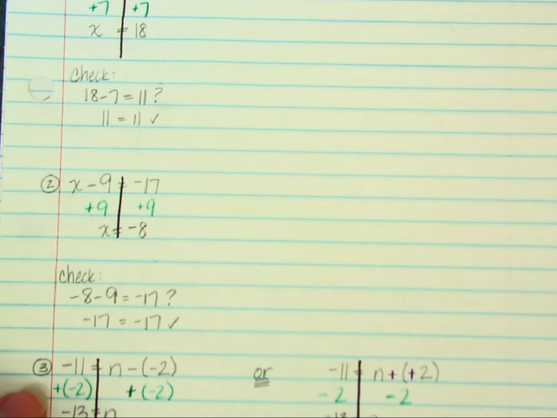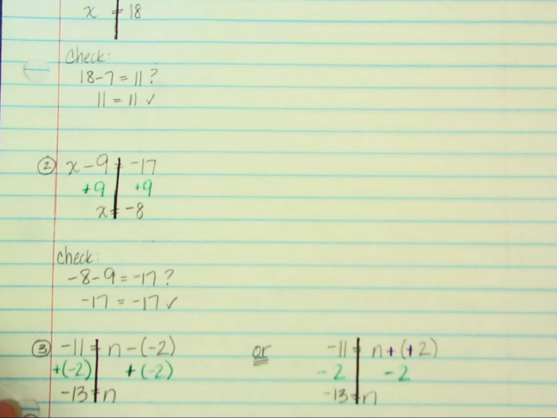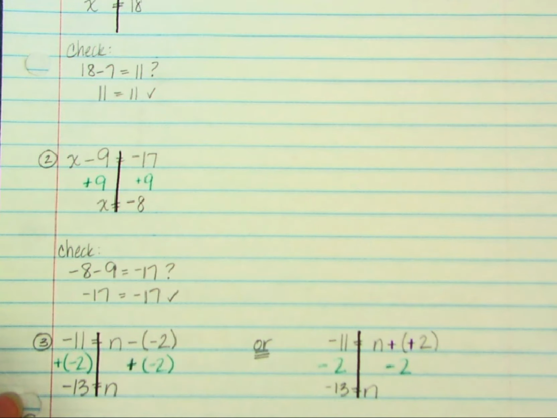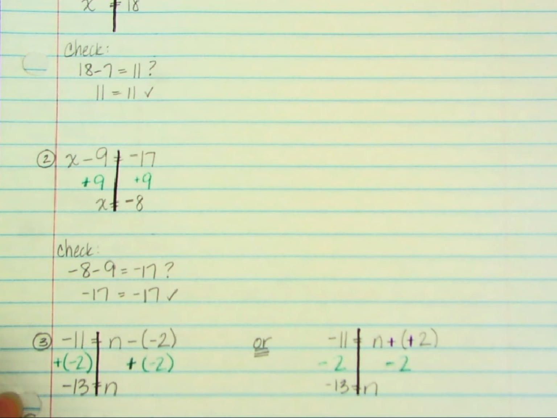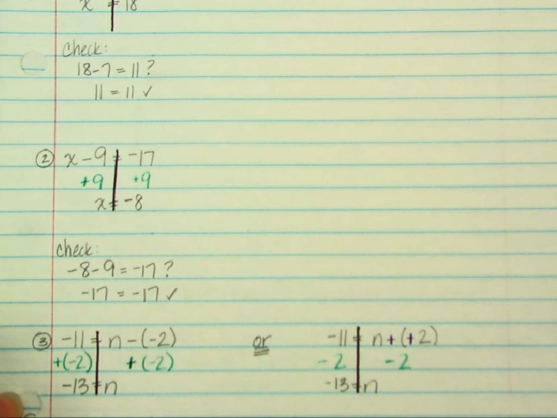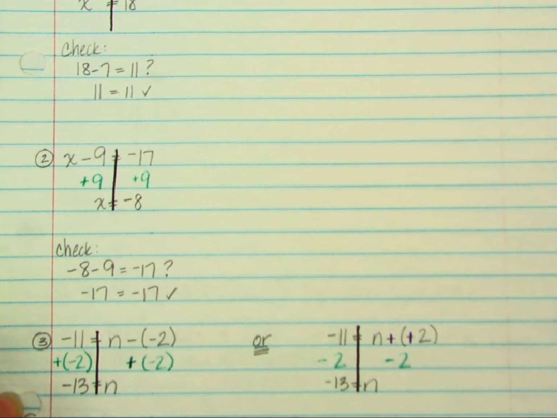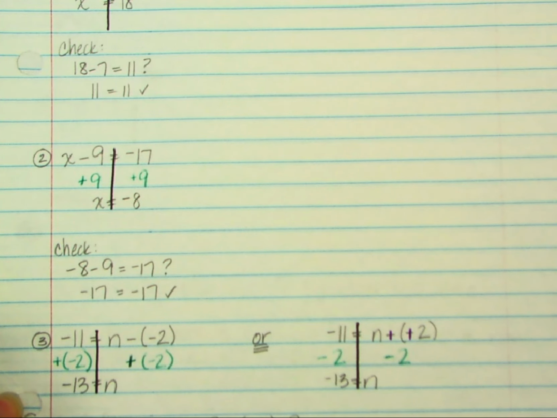We look at this next example. This one's a little bit more involved because we have negative 11 equals n minus negative 2. I would suggest double sweeping that minus negative 2 and making it plus 2. Then when you make it plus 2, you're going to subtract 2 from both sides, or subtracting 2 is the same thing as adding negative 2.